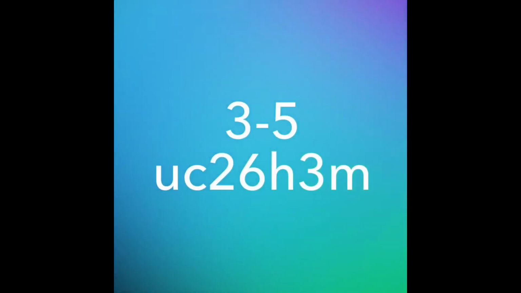So 3rd, 4th, and 5th grade, here is your Google access code for our classroom. UC26H3M. So that's U as in ukulele, C as in camel, 2, 6, H as in hotel, 3, and M as in more.